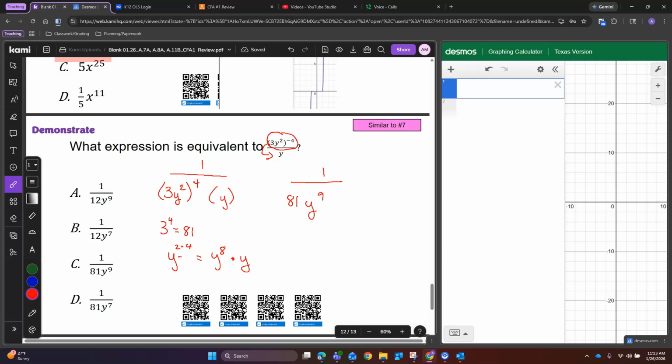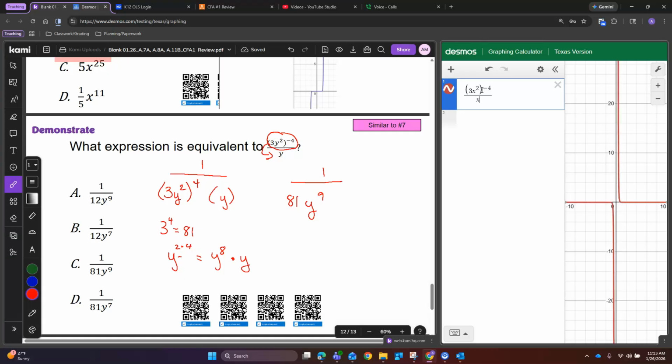If you wanted to do it in the calculator, just change all the y's to x's. So we can again put our fraction bar. We can put 3x squared, close parentheses, exponent negative 4. And again, I know it looks like it's not an exponent, but it's a little number outside the parentheses. And so that's what causes that. And then again, 1 over 81 x raised to the 9th power. And we can see, again, that the graphs overlap. So we can see off, on, off.